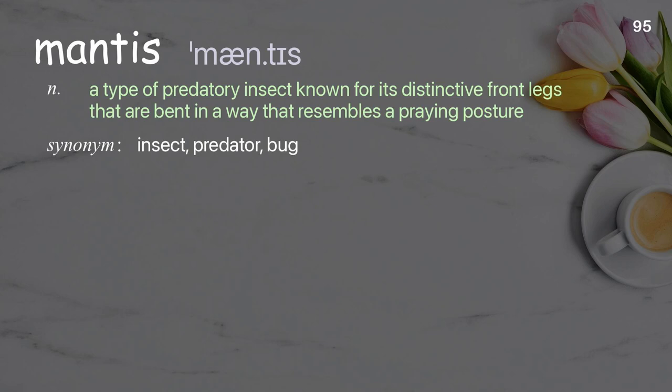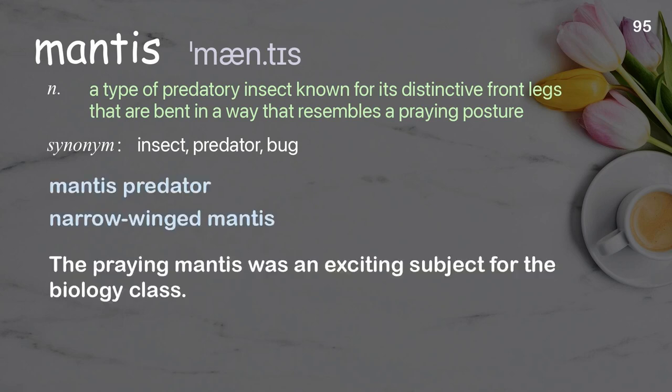Mantis. A type of predatory insect known for its distinctive front legs that are bent in a way that resembles a praying posture. Examples: mantis predator. Narrow-winged mantis. The praying mantis was an exciting subject for the biology class.